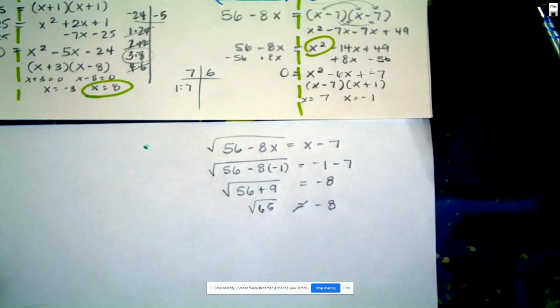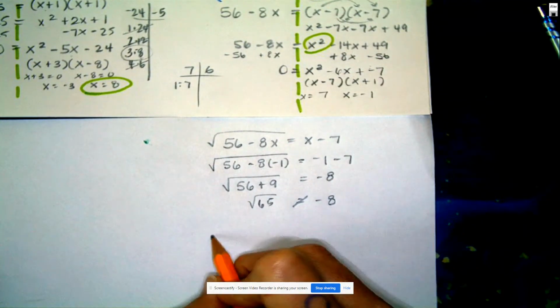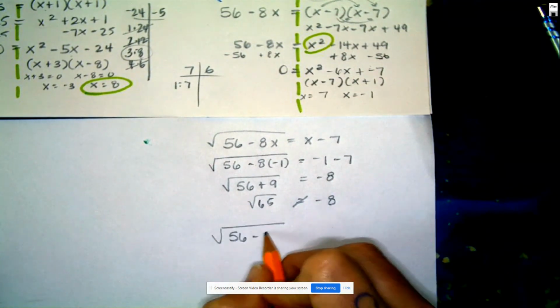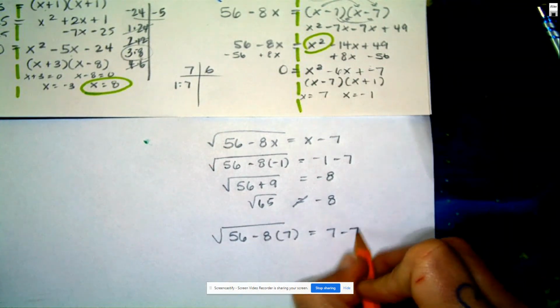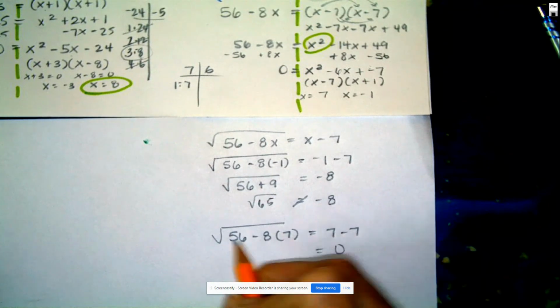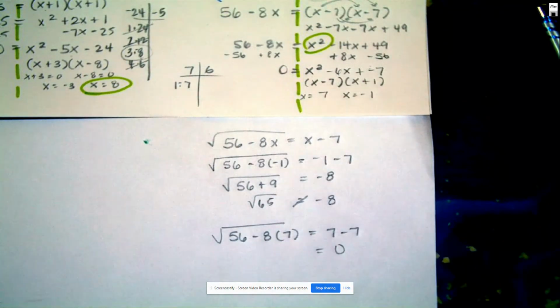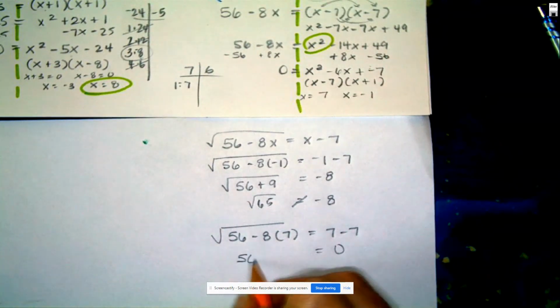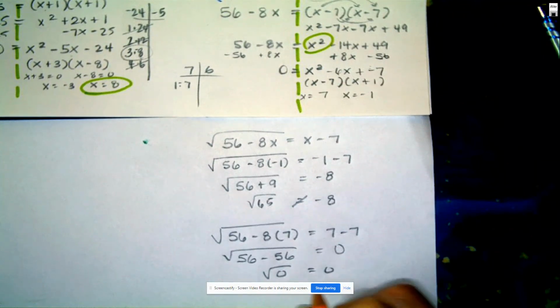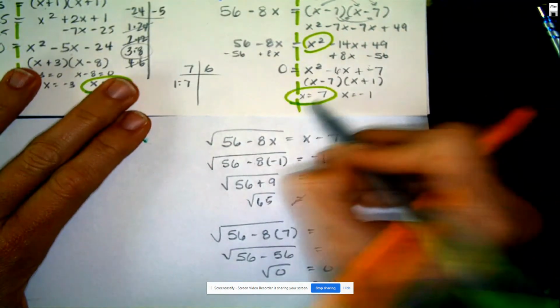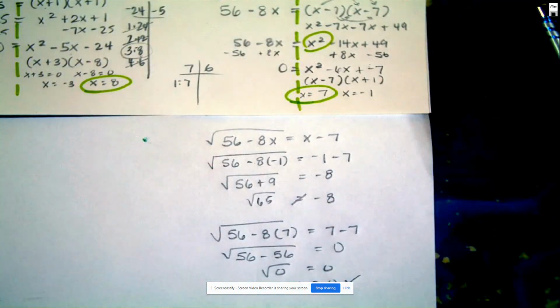Now if we keep going, we're going to try our 7. 56 minus 8 times 7 equals 7 minus 7. So ideally we're going to get a 0. 56 minus 8 times 7. So 56 was 8 times 7. What we need, 56 minus 56, the square root of 0 is indeed 0. So the positive 7 works, but the negative 1 does not work. So positive 7 is going to be your answer on this second level 2 problem.